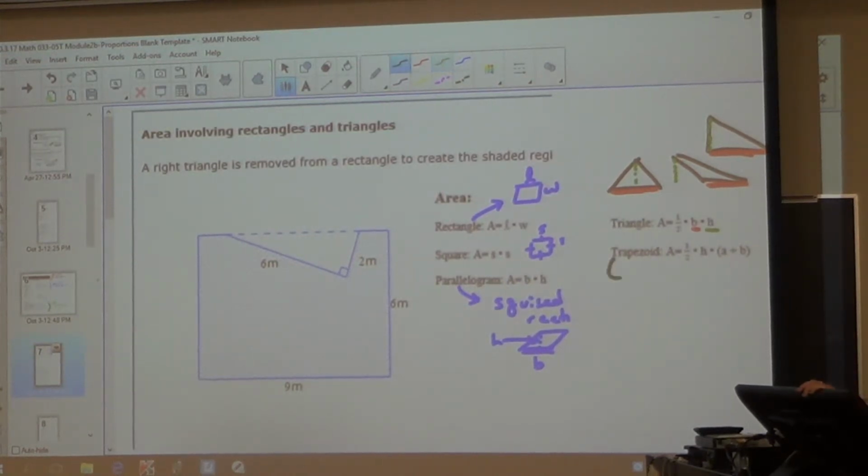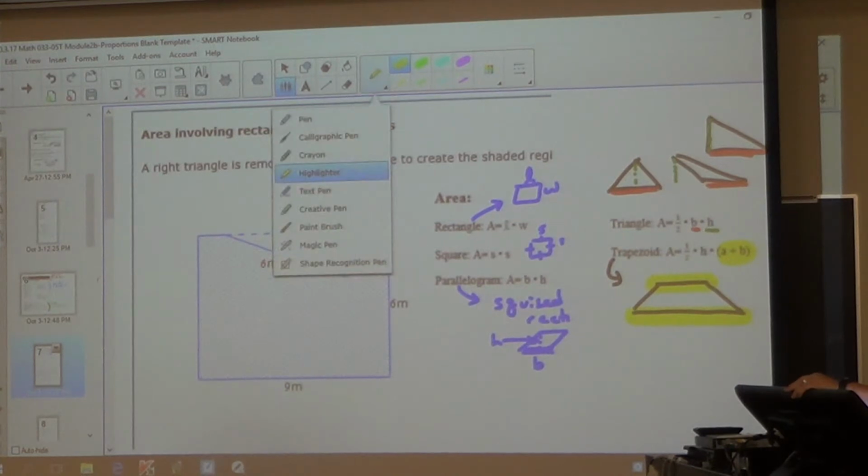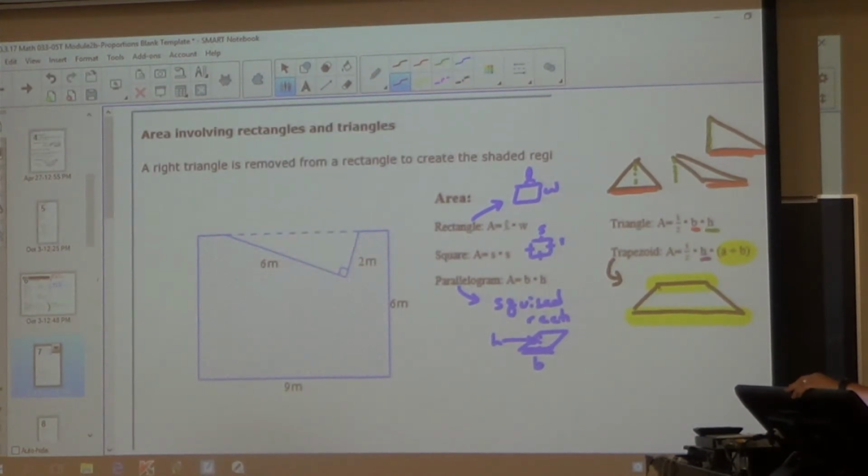A trapezoid. Nobody knows what a trapezoid is. It's that funky shape that if it doesn't belong to anything else, it's a trapezoid. In a trapezoid, A and B are the parallel sides. H is your height. Again, you never use the slanted sides.